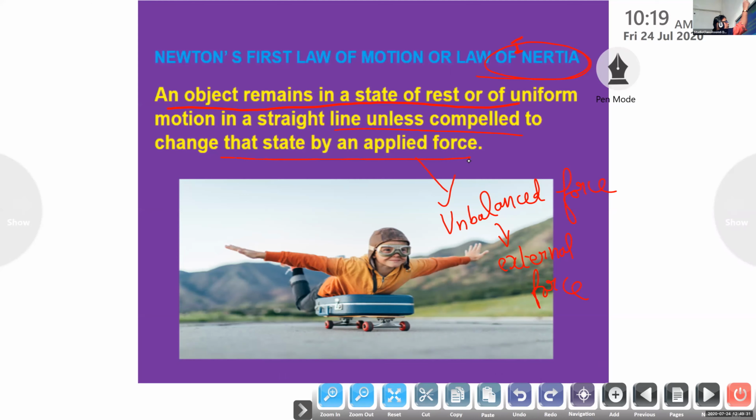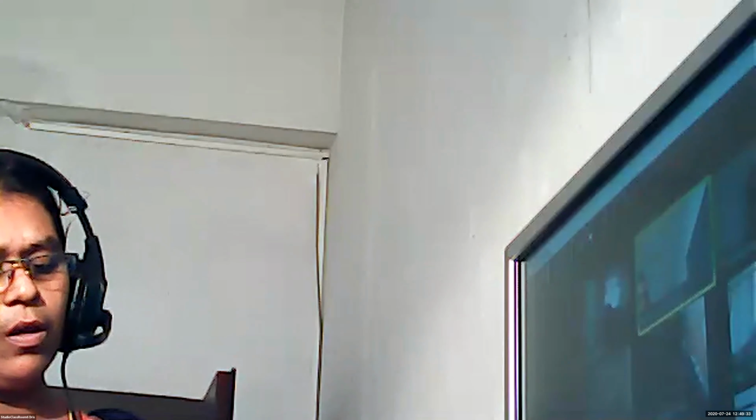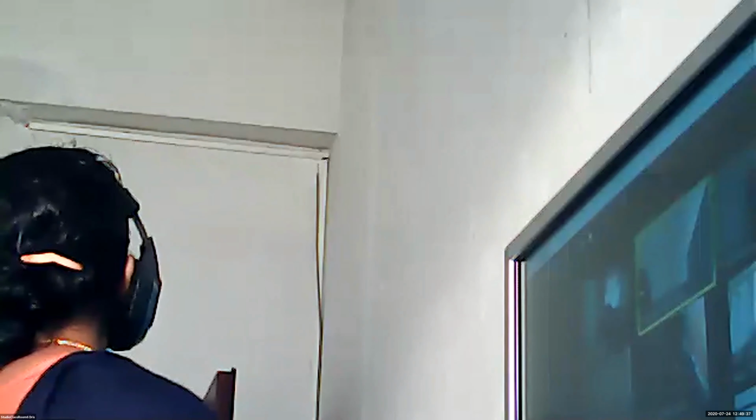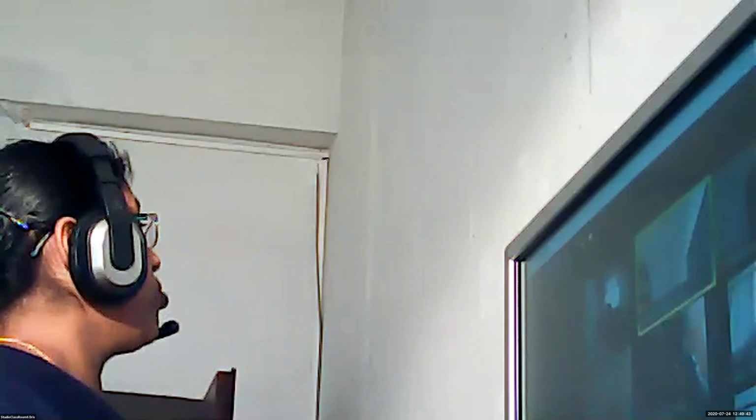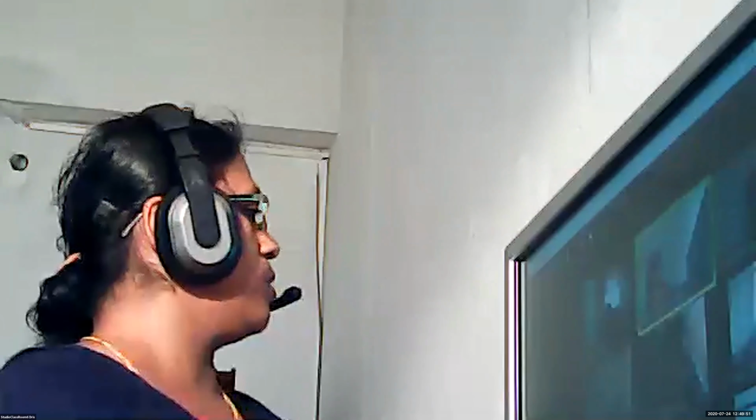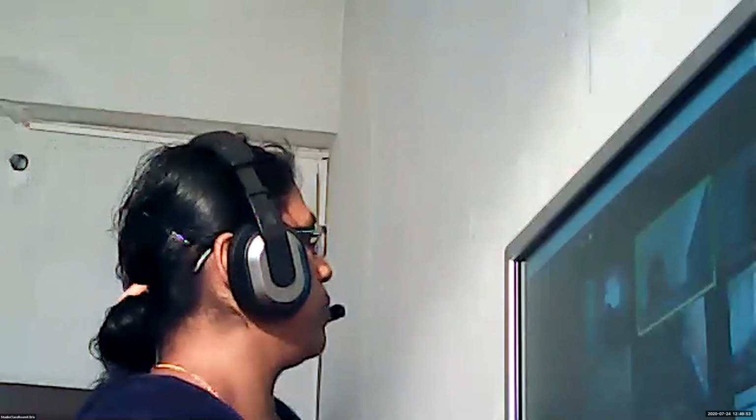Similarly, we also have some life experience. Have you ever experienced this in a bus? Suppose you are on a crowded bus. Just imagine you are on a crowded bus.